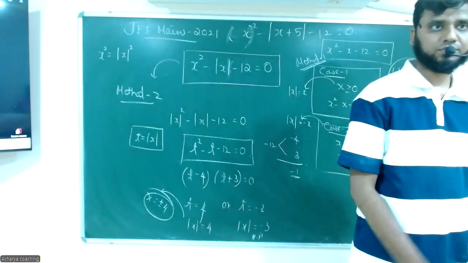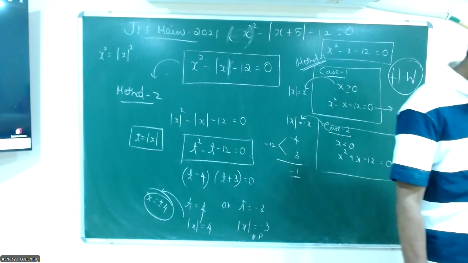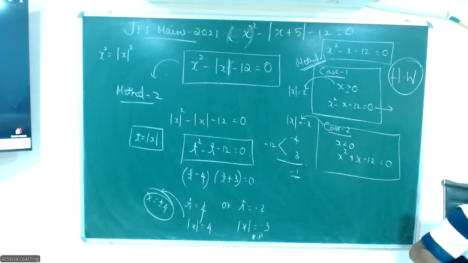Copy this. So the final answer is two. The answer 4 is also there in the options, and 2 is there. So if you select 4, it is wrong, because they are not asking the solution. They are asking the number of solutions. There is a difference between solution and number of solutions. 4 is a solution of this, but the number of solutions is not 4. The number of solutions is only 2.